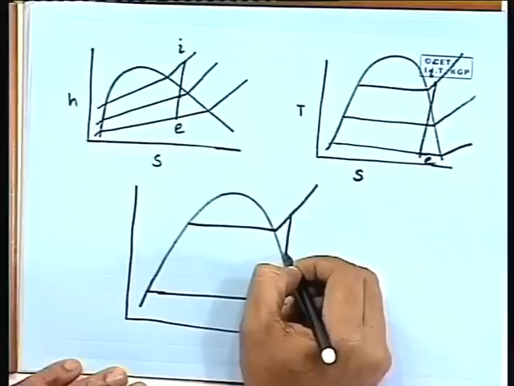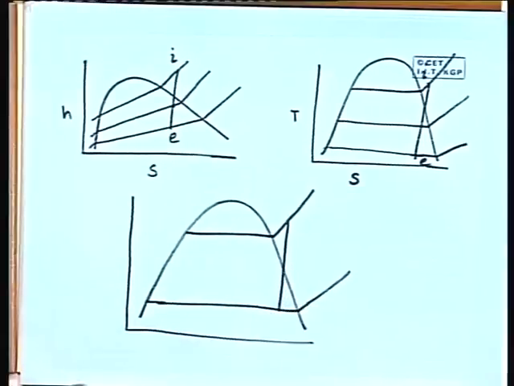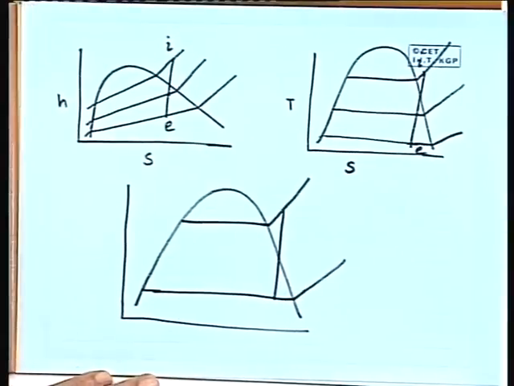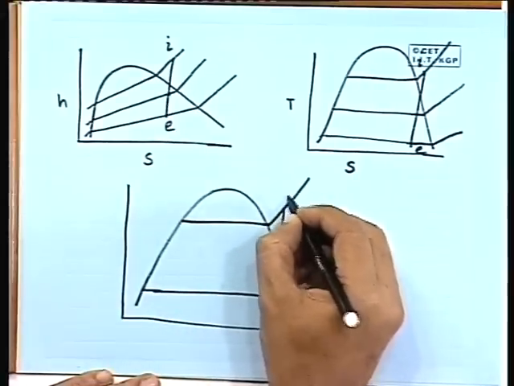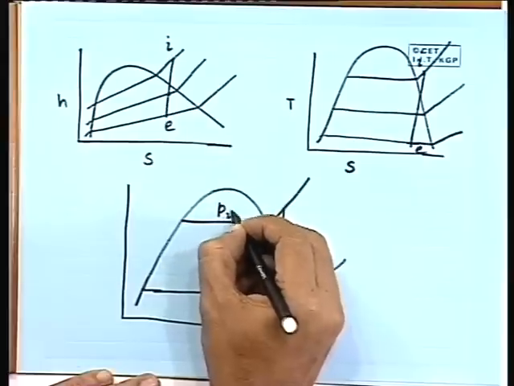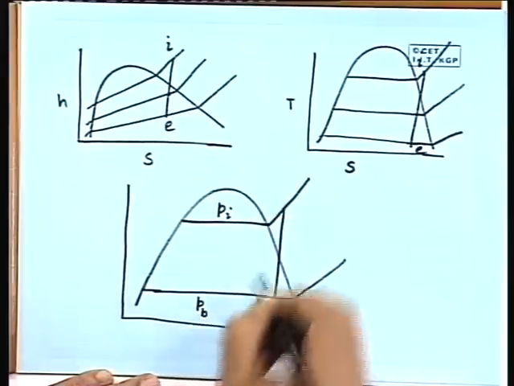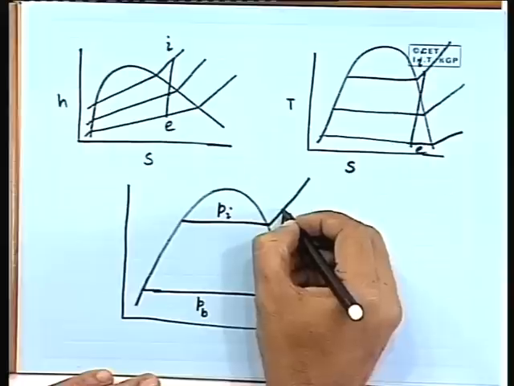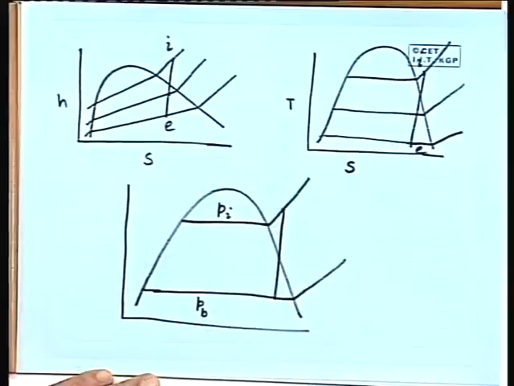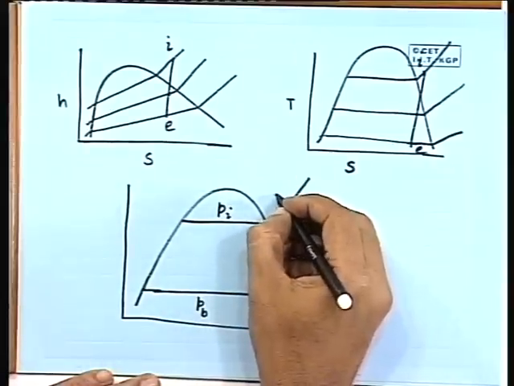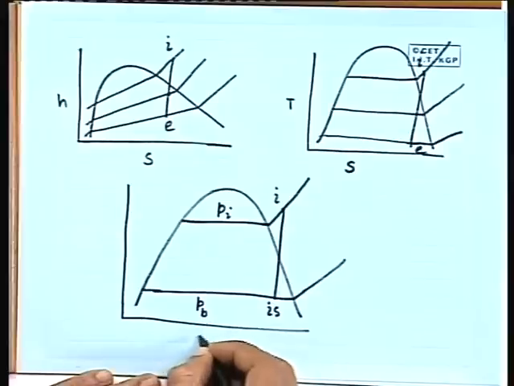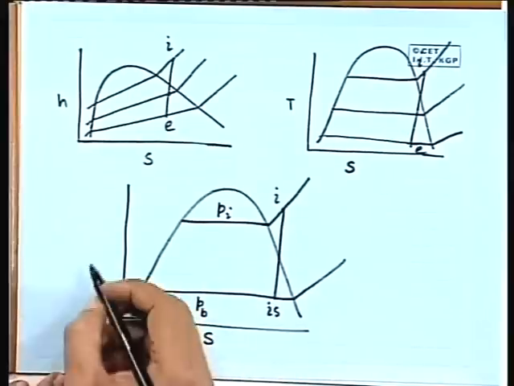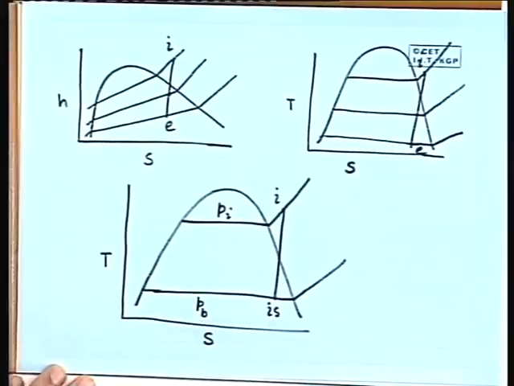So, this is your actual isentropic process. Now, let us say this is P I, the inlet pressure, this is P B, and this is the condition from which steam is expanding. So, let us say this is I, and I am denoting it as I H, because it is a process through which S, or entropy, remains constant.